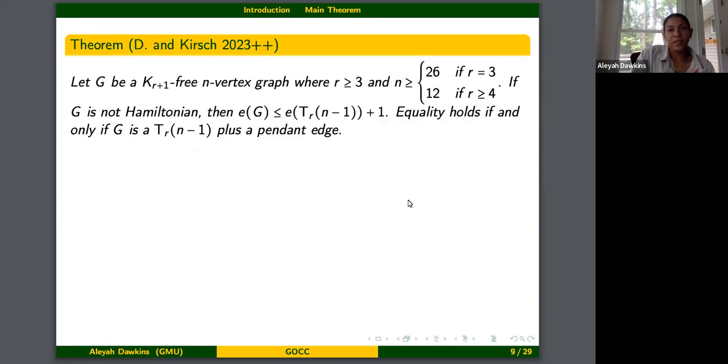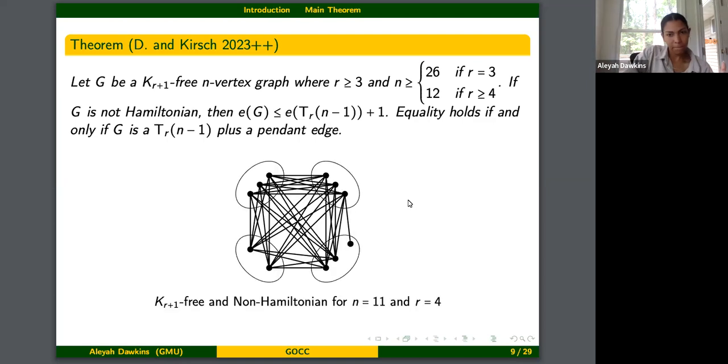So what we were able to prove is that if your graph is K_{r+1}-free and not Hamiltonian, then the maximum number of edges in your graph is the maximum number of edges in the Turán graph on n-1 vertices plus 1. And we're going to get equality if and only if G is the Turán graph on n-1 vertices plus a pendant edge. Right, so we were able to encompass that corollary from Ferrero and Lesniak. And just as their extremal graph goes, ours goes. So our extremal graph is going to be that Turán graph on n-1 vertices plus the pendant edge. And here's that example when n is 11 and r is 4.